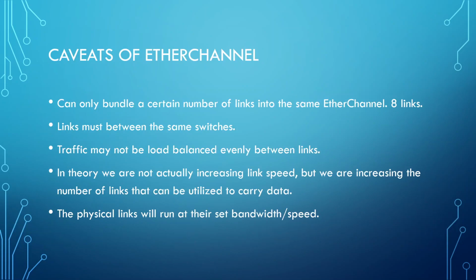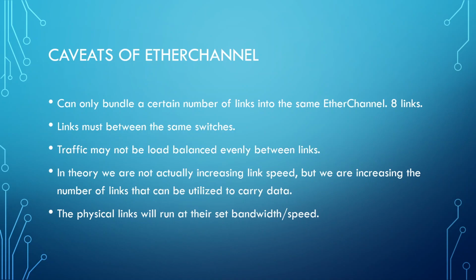Now, even though traffic is load balanced over the links, it's not load balanced evenly. What you will see is, let's say we have 2 links, one of the links will be more busy than the other link. And that is purely based on how EtherChannel load balances traffic over the links. It's not going to be perfect. However, we will still get traffic shared between the links. So traffic will still be shared, but it won't be shared evenly.